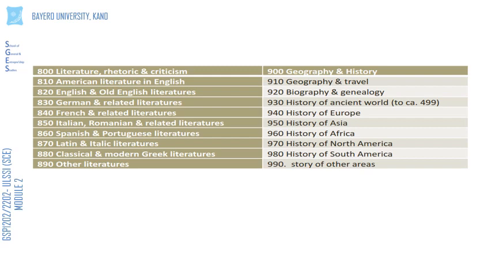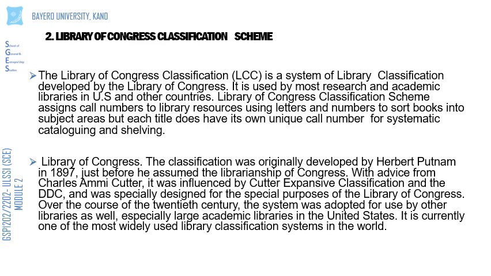Under 900, which is geography and history, we have 910 as geography and travel, 920 as biography and genealogy, 930 history of the ancient world, 940 history of Europe, 950 history of Asia, 960 history of Africa, 970 history of North America, 980 history of South America, then 990 history of other areas in the world. So under this, the countries are given more.